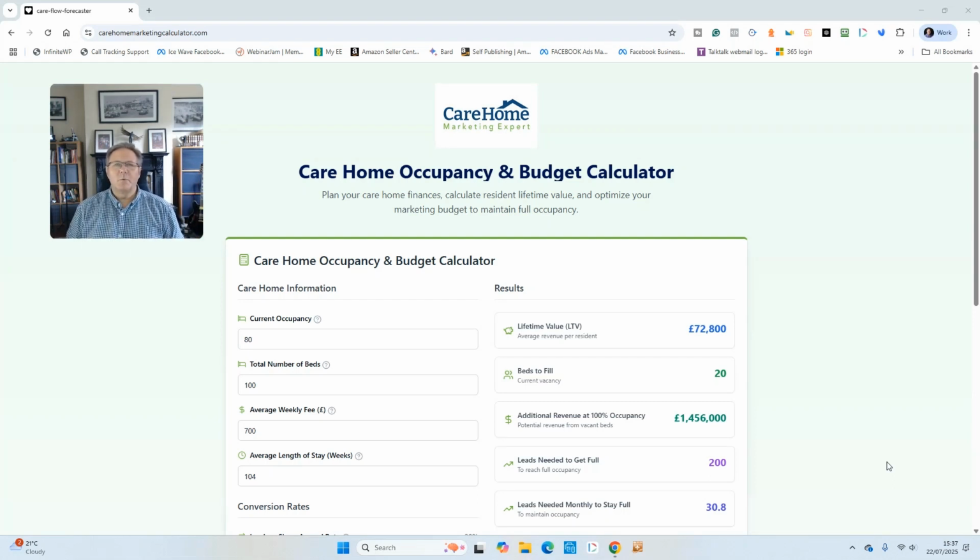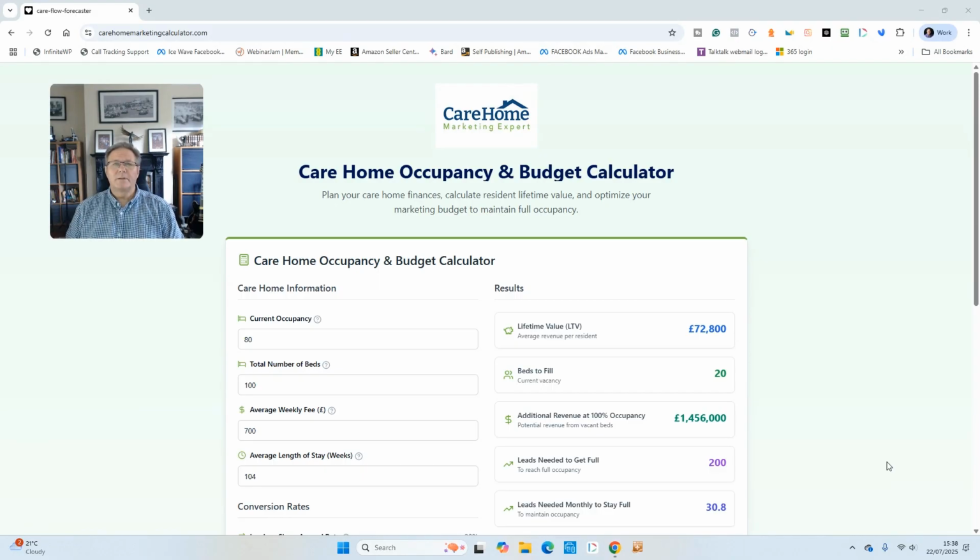One of the questions that we get asked most frequently is how do I create a marketing budget for my care home, and how can I make it relevant to the amount of empty beds that I've got and the number of beds that I need to fill regularly. So we've actually created a calculator tool which is going to show you exactly how to do that, and I'm going to go through it with you in a second, show you how to use it below.